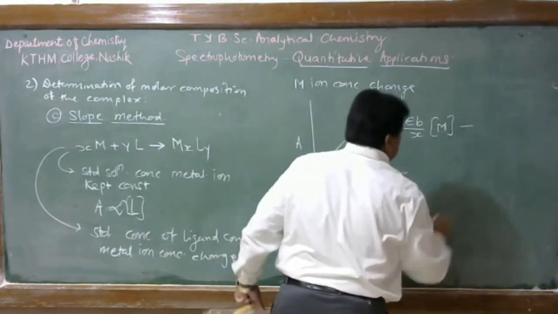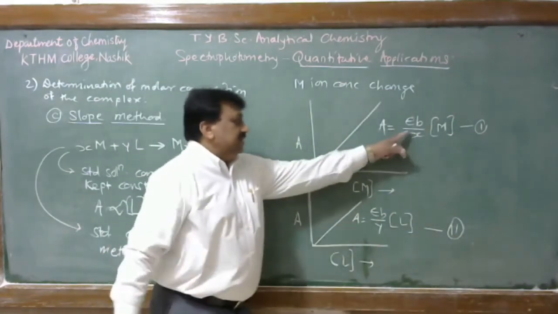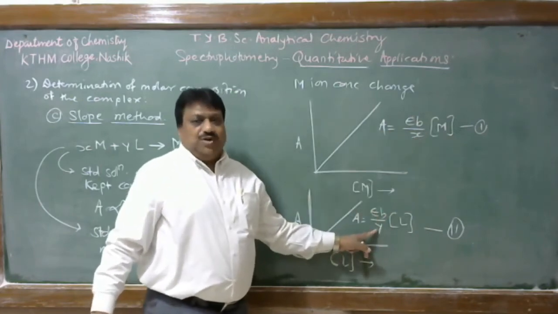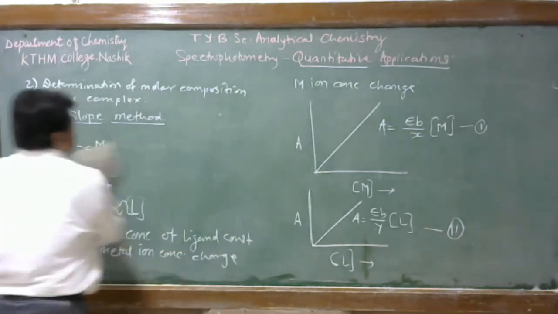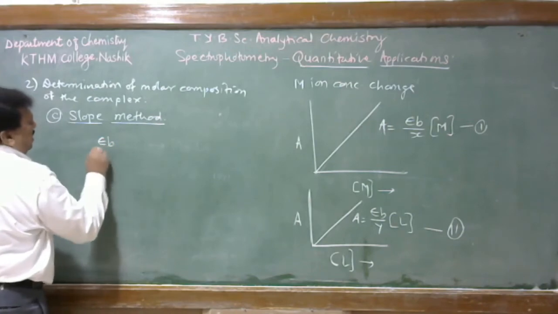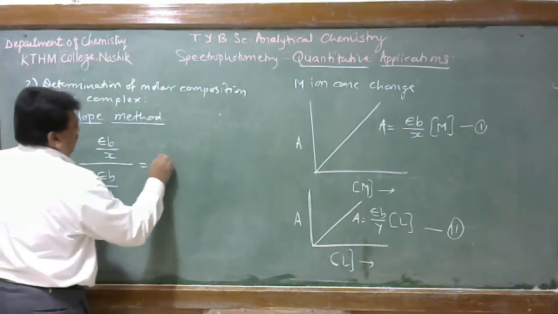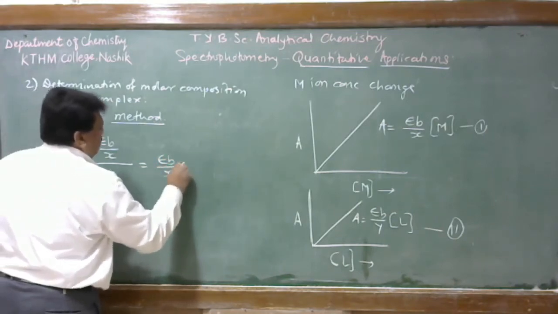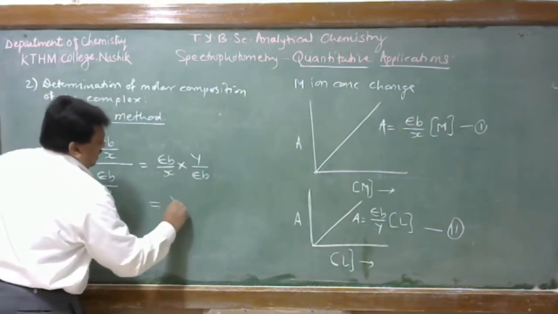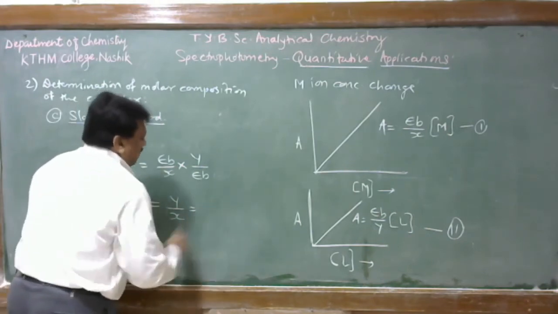In these two equations, the slope here is epsilon B upon x, and here the slope is epsilon B upon Y. If we take the ratio of these two, then we have epsilon B upon x divided by epsilon B upon Y, which equals epsilon B upon x into Y upon epsilon B. Here epsilon B gets cancelled, therefore Y upon x, which is the molar ratio of that particular complex.